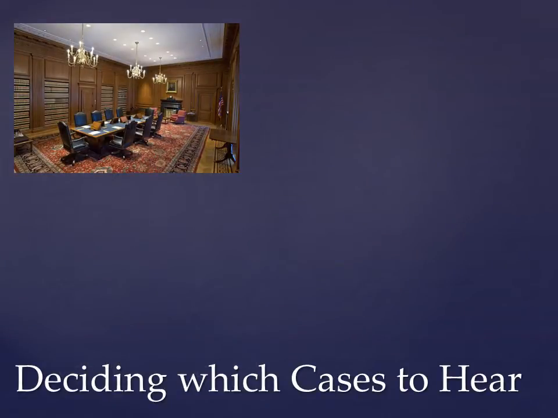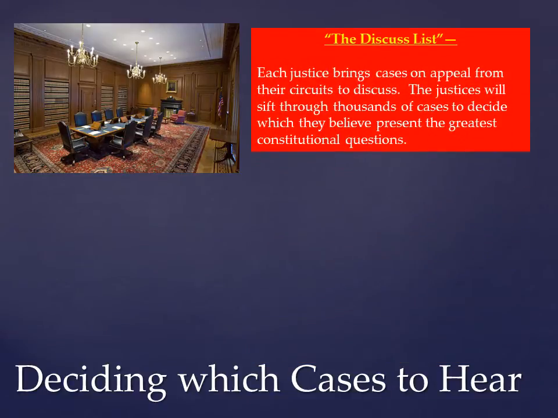Each year, thousands of cases are appealed to the Supreme Court in hopes that they will settle a major dispute. For a couple of days out of each week while they are in session, the Supreme Court goes into their meeting chambers, and they talk about each of the cases that have been appealed through their circuit. They put the cases that are most interesting on what is called the discuss list. They will sift through these cases and try to decide which ones pose the greatest constitutional questions.